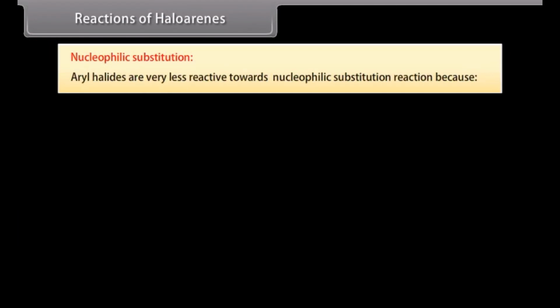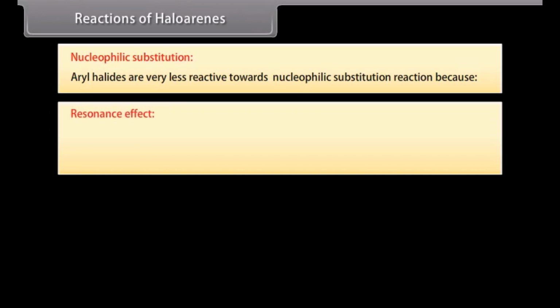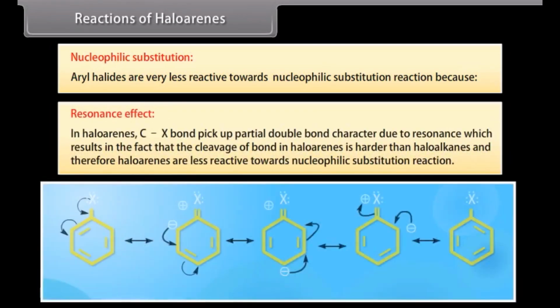Reactions of haloarenes. Nucleophilic substitution. Aryl halides are much less reactive towards nucleophilic substitution reactions because of the resonance effect. In haloarenes, the C-X bond picks up partial double bond character due to resonance, so cleavage of the bond in haloarenes is harder than in haloalkanes, and therefore haloarenes are less reactive towards nucleophilic substitution.